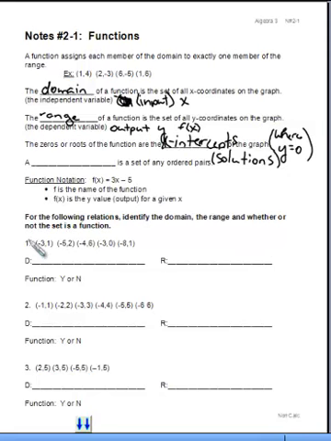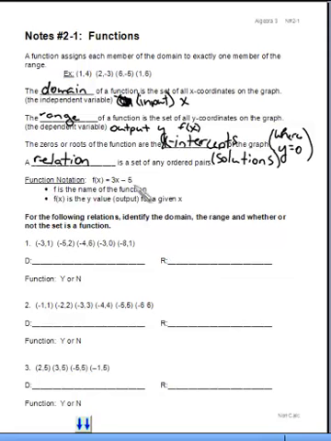Now, every set of ordered pairs is not a function, but they all are a relation. A relation is just a group or a set of ordered pairs. Every relation is not a function, but every function is a relation.